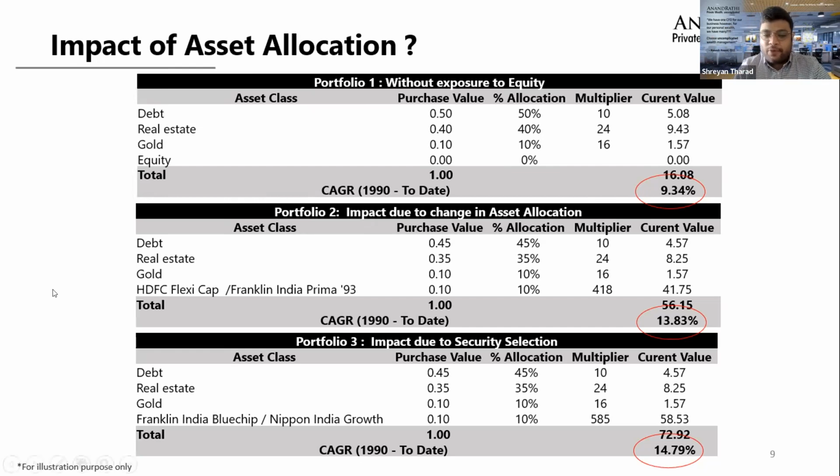What can be seen from my portfolio 2 and portfolio 3? Two funds would have given me 13.83. The balance two would have taken it to as high as 15%. So choosing what we do is very, very important.